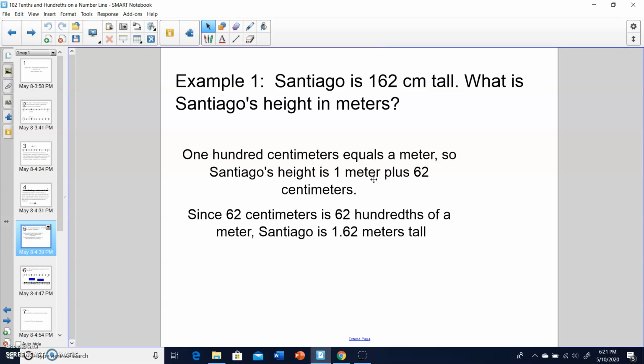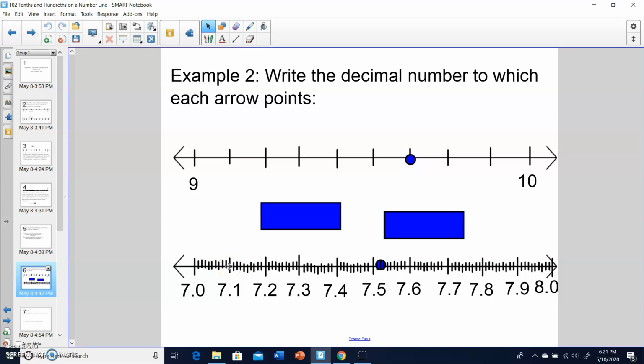Okay, so 62 is in the hundredths of a meter. We don't get to a full meter. We just got 62 hundredths of it. So then Santiago is 1 and 62 hundredths meters tall. So he didn't quite make it to 2 meters. He's between 1 meter and 2 meters, 62 hundredths.